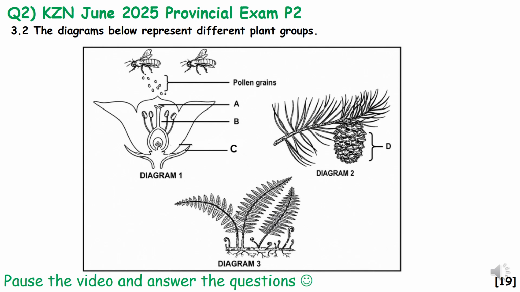In diagram 2, we can see label D is pointing to the cone. The presence of cones indicates that this is a gymnosperm. Diagram 3 is showing us a pteridophyte, also known as the fern.